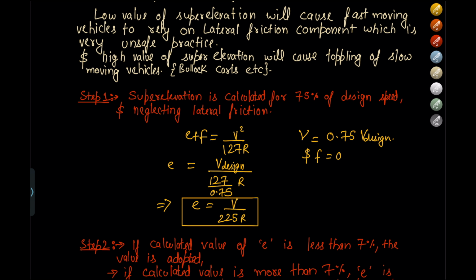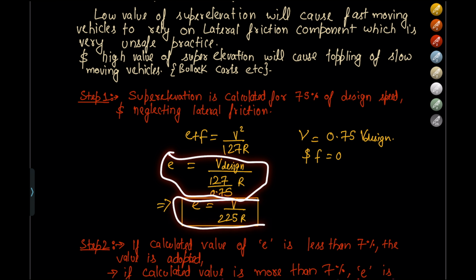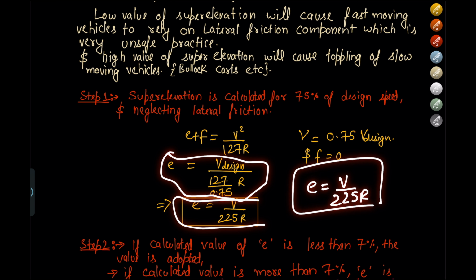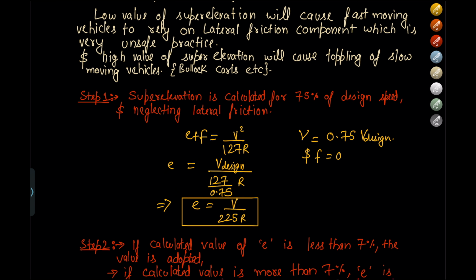For this, V would be equal to 0.75 of the design speed of the road, and we'll take f equal to 0. If we input those values in the equation above, we'll get e equal to V squared upon 225 R. From this, we can calculate the superelevation required for the road.